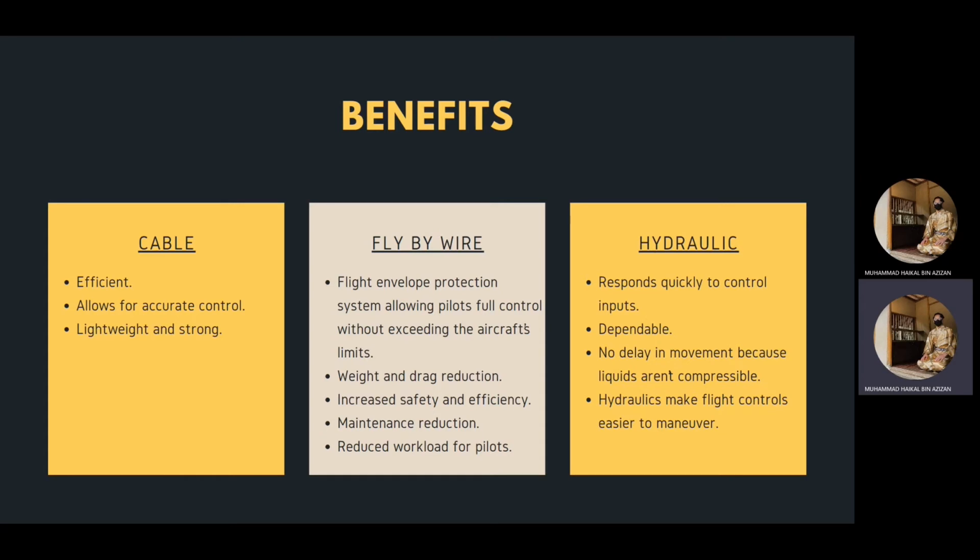For the hydraulic system, it responds quickly to control inputs, it is dependable, and it has no delay in movement because liquids aren't compressible, and hydraulics make flight controls easier to maneuver. And for the fly-by-wire system, the flight envelope protection system allows pilots full control without exceeding the aircraft's limits. It also brings weight and drag reduction, increased safety and efficiency, maintenance reduction, and reduced workload for pilots.